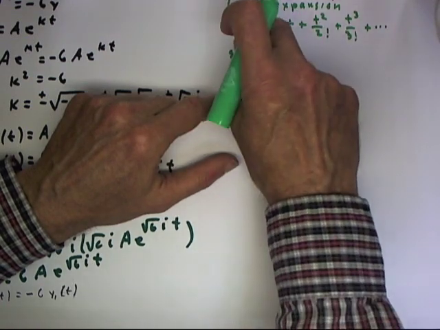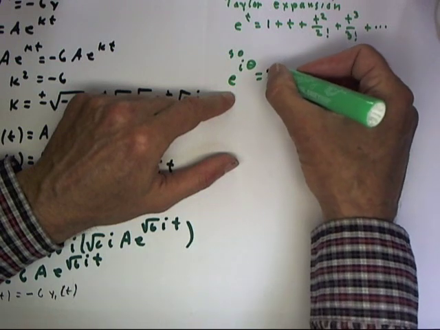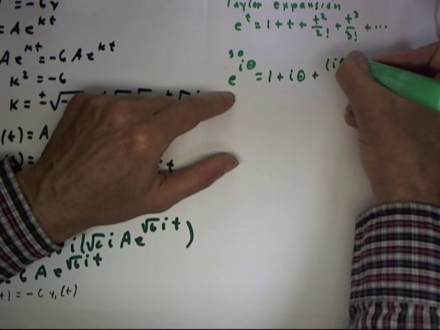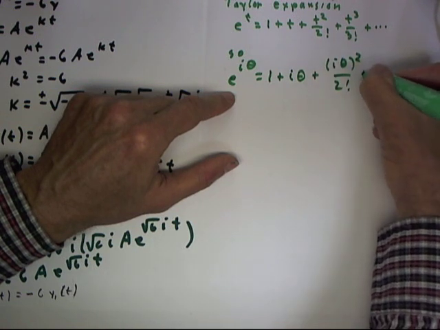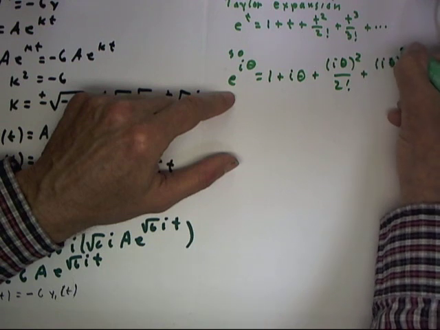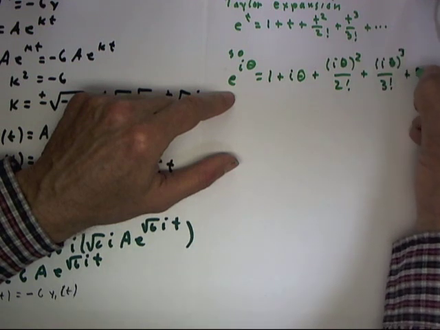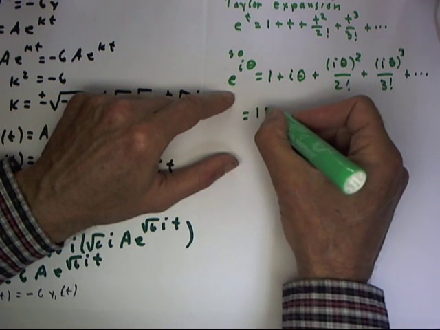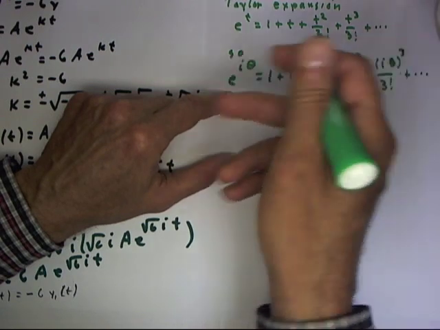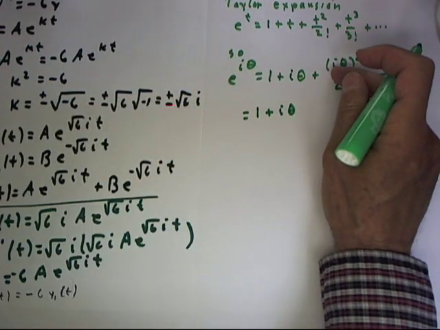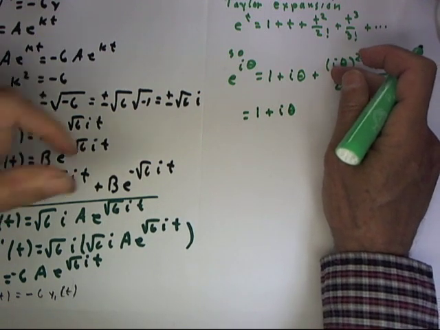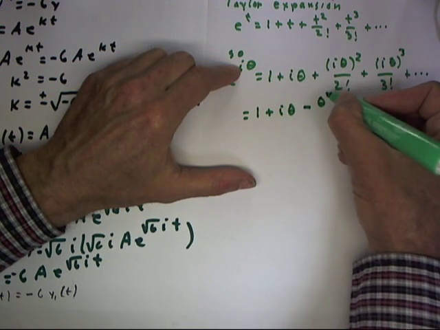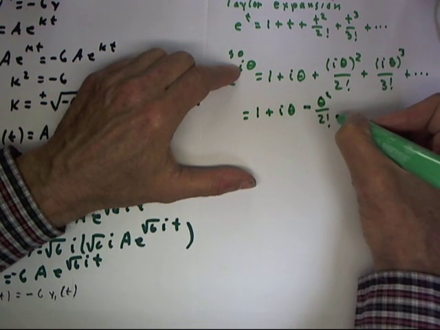Okay, now if e to the t is this, then e to the i theta is just what we get when we replace t with i theta. So we're going to get 1 plus i theta plus (i theta) squared over 2 factorial plus (i theta) cubed over 3 factorial, and so on. Now, that's going to be 1 plus i theta. (i theta) squared is going to be i squared theta squared. i squared is -1, so this term becomes negative theta squared over 2 factorial.